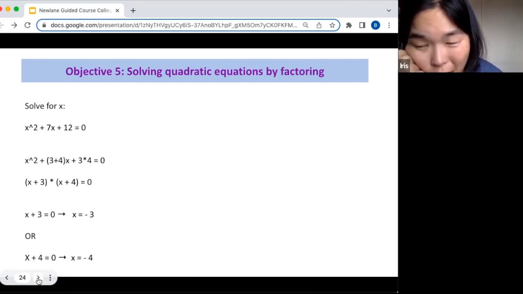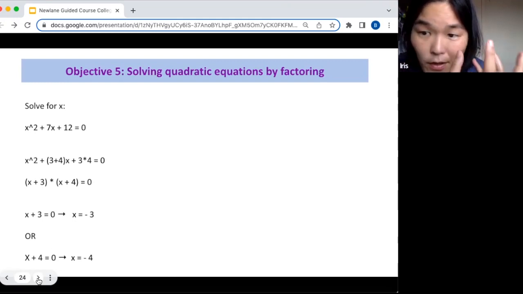With some trial and error and some guessing and luck, we say, hey, I think I'm going to try 3 and 4. Their product is 12, and they add up to 7. So x squared plus 7x plus 12 is (x plus 3) times (x plus 4). Then I say this product equals 0. This can only happen if one of the terms in the product is equal to 0.